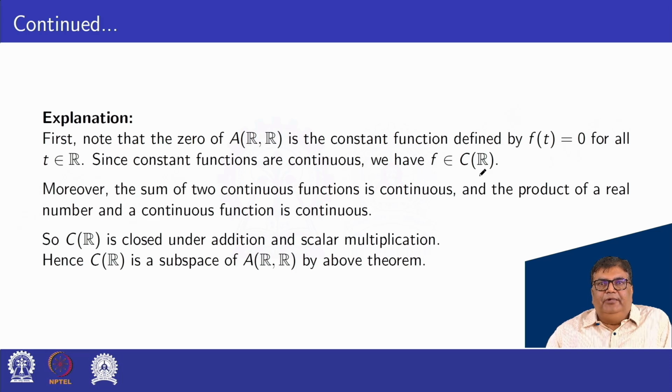We have 0 belonging to C(R). Moreover, the sum of two continuous functions is continuous and the product of a real number and a continuous function is continuous. So C(R) is closed under addition and scalar multiplication. Hence, C(R) is a subspace of A(R, R) by the above theorem.